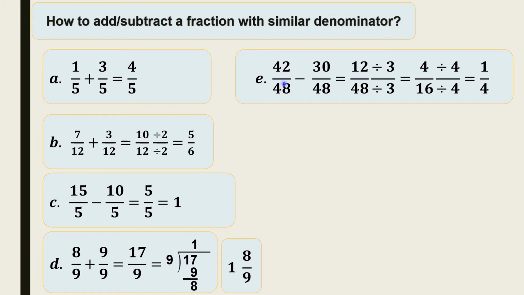The next part is letter E. 42 over 48 minus 30 over 48 is equal to 12 over 48. We must divide it by 3 because it can be divided by 3. So 12 divided by 3 is equal to 4 and 48 divided by 3 is equal to 16. 4 over 16. 4 divided by 4 and 16 divided by 4 equals 1/4.